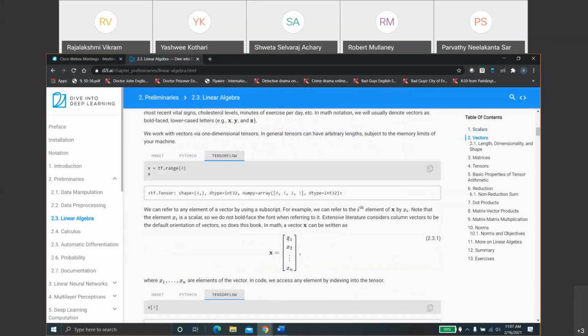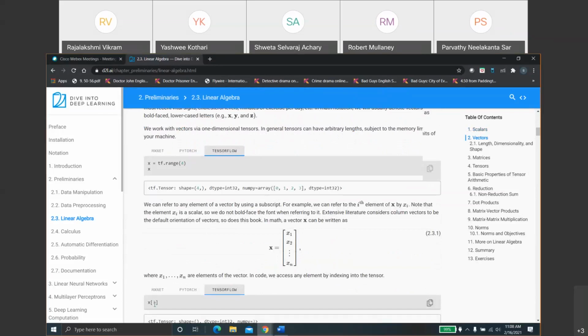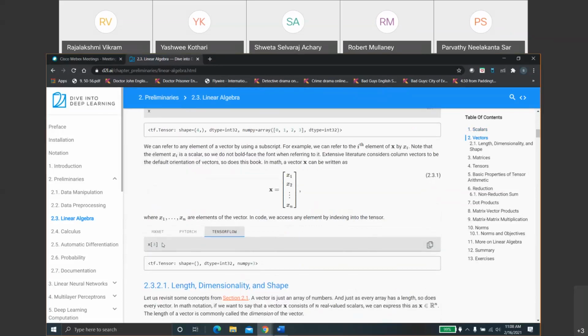Vector elements can be accessed by giving the position, the ith position. And the position in a vector starts with 0. So when we try x of 3, the third position, 0, 1, 2, 3, it will return the value 3.